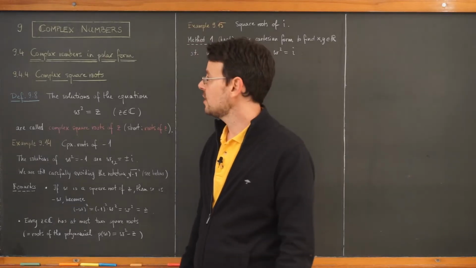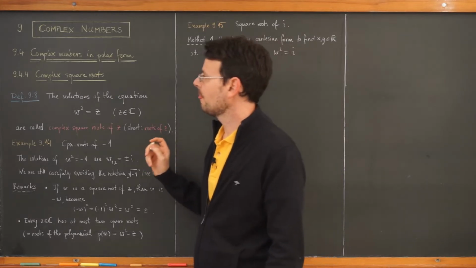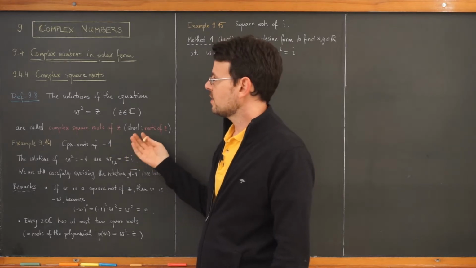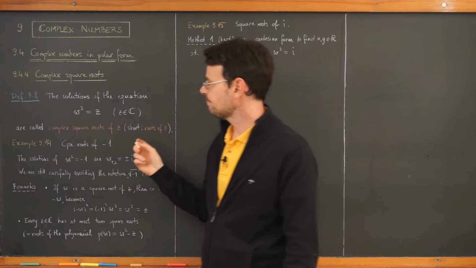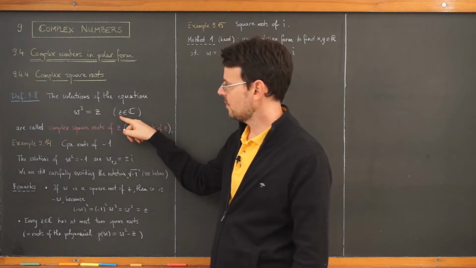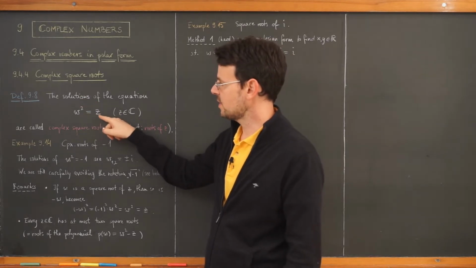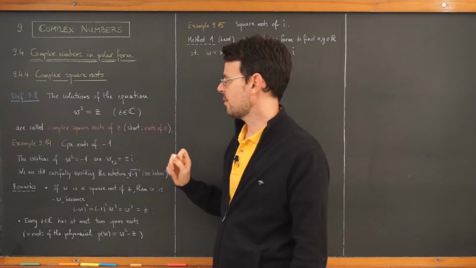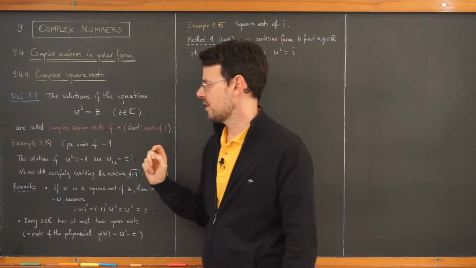Welcome! In today's video we are talking about complex square roots. Complex square roots are, as in the real numbers, defined by an equation. If I take an arbitrary complex number z, then any solution of the equation w squared equals z is called a complex square root of this number, or for short, simply root of this number.